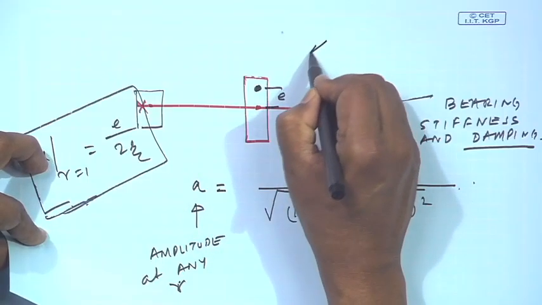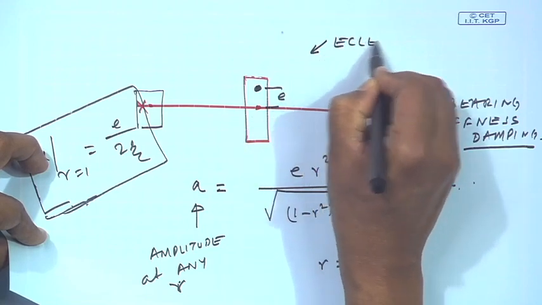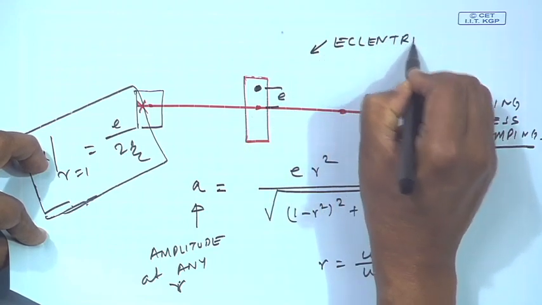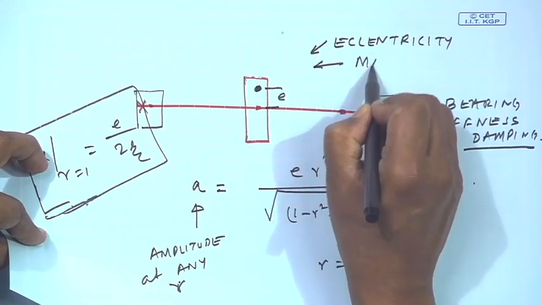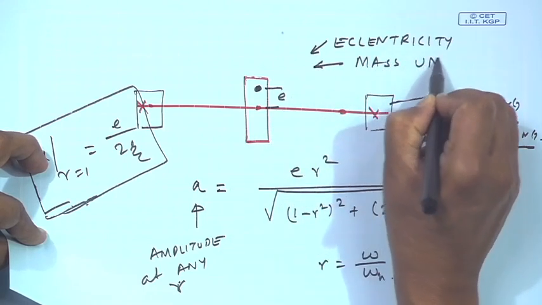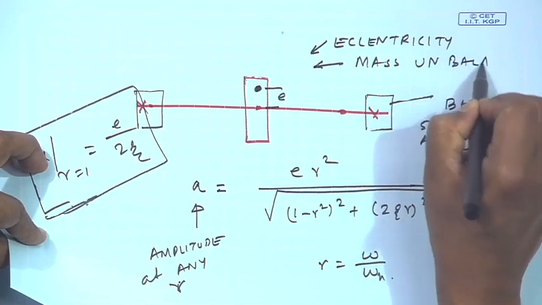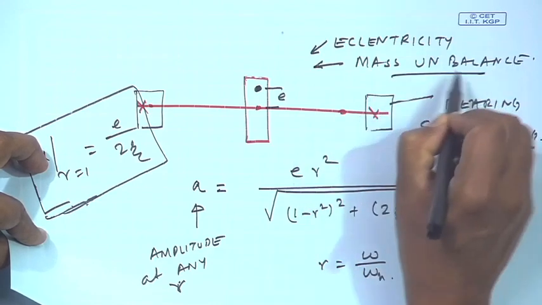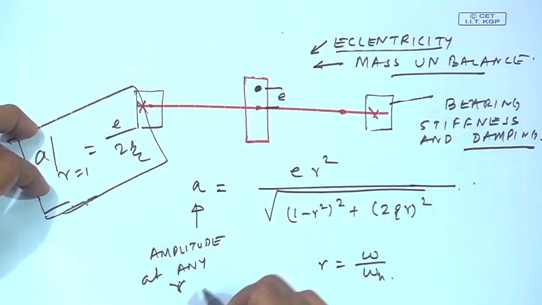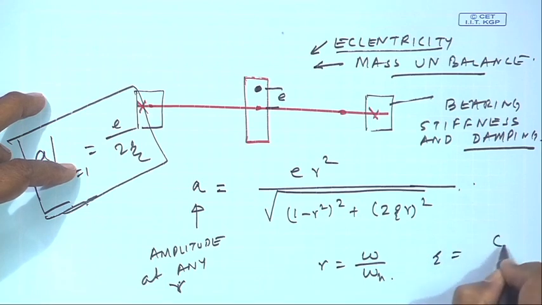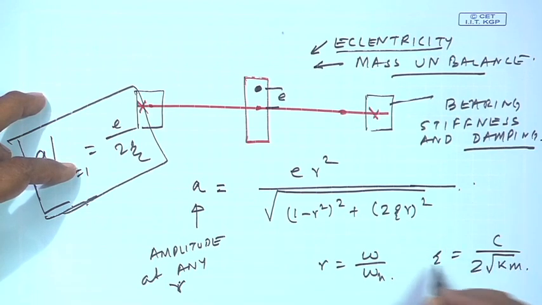So, another reason, I told you one was eccentricity, where there is a difference in the geometric centers, another is the mass unbalance. We will talk about mass unbalance in the later chapters, but in the eccentricity case we can find out the amplitude at any point r given by this expression, where zeta is equal to c by root over 2 k m. You already know that.